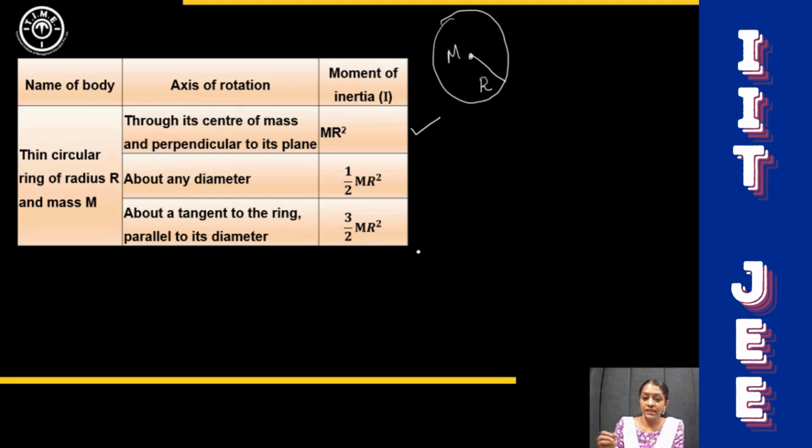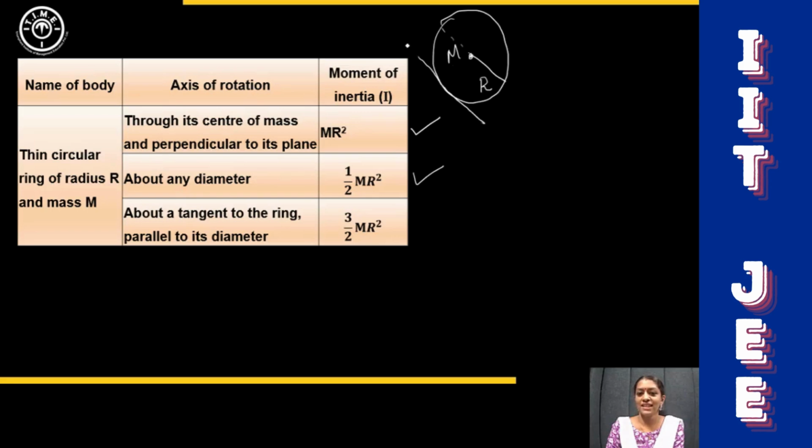Now if you consider another axis about its diameter, which is actually parallel to the plane of the ring, the equation to find moment of inertia is mr square by 2. So if you know these equations, you will be able to find the moment of inertia of this ring about another axis which is tangential and parallel to its diameter. Let us see how to apply parallel axis theorem to find the moment of inertia of this ring about a tangential axis which is parallel to its diameter.